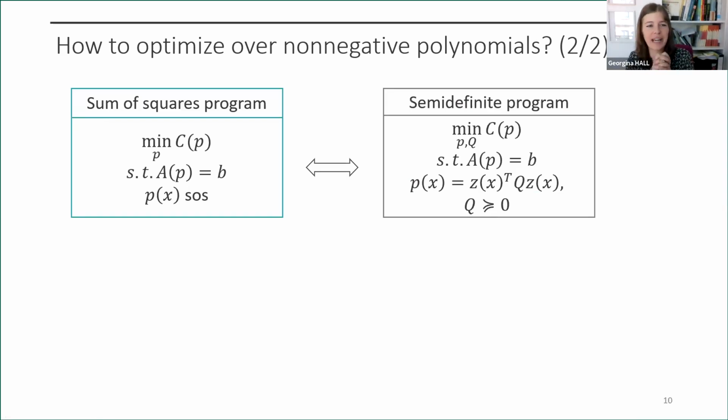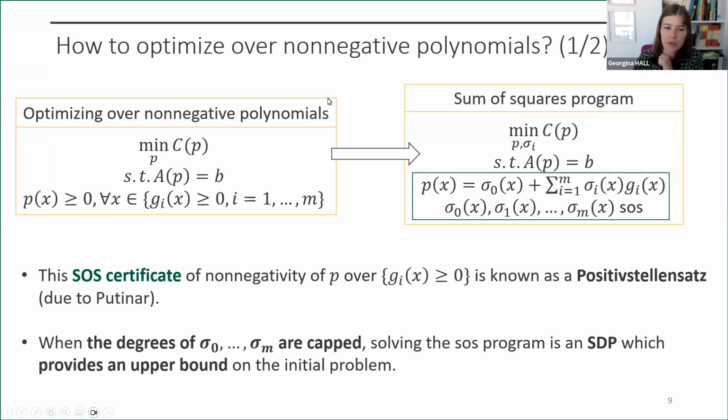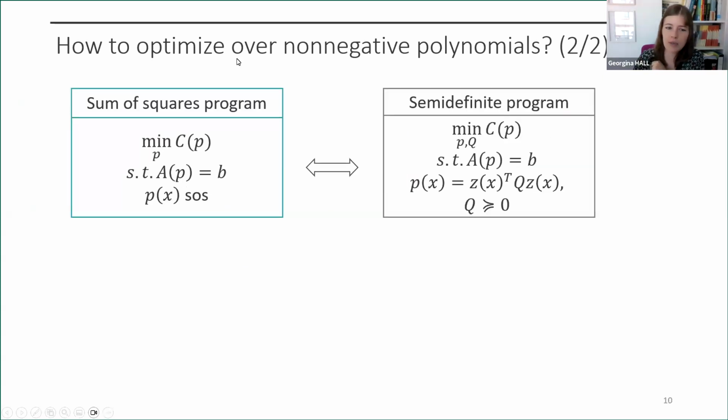This is my final recap slide. So here we have our sum of squares program, which is this one. So we've gone from optimizing over non-negative polynomials, something which is hard to do, to a sum of squares program, which we can solve using semi-definite programming. And here I'm making the connection between the two explicit. So if we're requiring here that P be a sum of squares polynomial, then it's the same as requiring that P of X equals Z of X transpose Q Z of X. This can in fact be written as an affine constraint in the coefficients of P. And we require that Q be positive semi-definite.